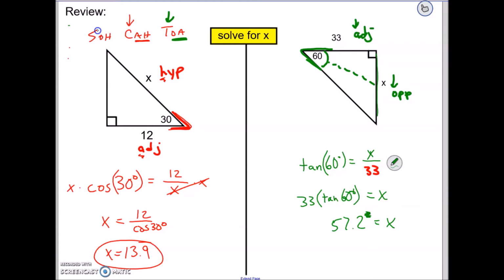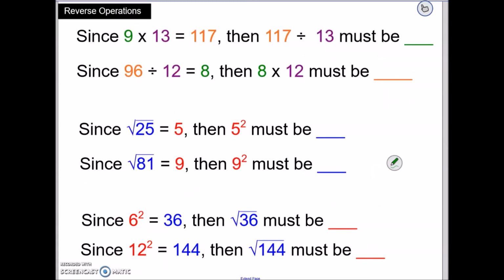Okay, so that's a review of some of the trig ratios that we've already used. Let's get into what the inverse trig ratios are. And in order to understand inverse trig ratios, you have to understand the concept of these reverse operations. And this is something that you have been doing ever since you were in the lower grades in grade school. At the time, you probably called them fact families.